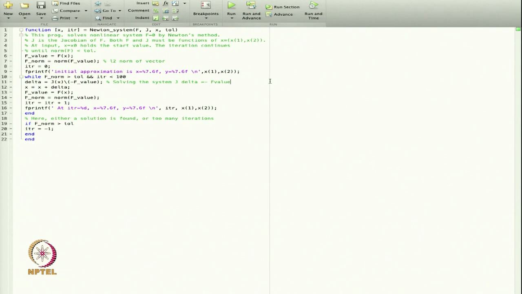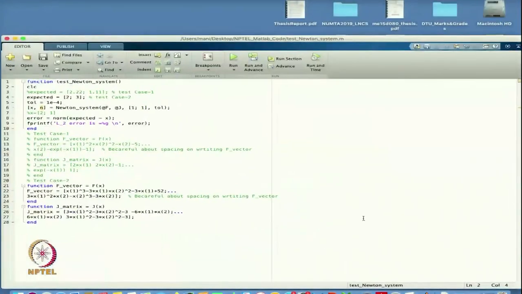Now, I have to write the main program. So, the main program is written like this. Because we are dealing with a system of equations, I am writing this in the form of a function. So, I am writing function test Newton system with no argument. It means it will work as a script file. So, in this case I will start with the name of this function, that is test Newton system.